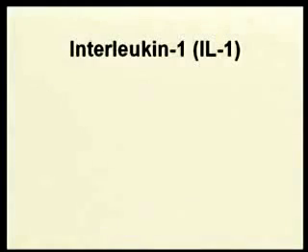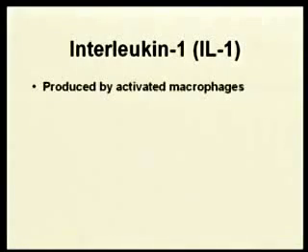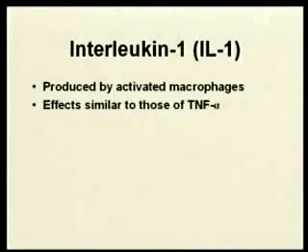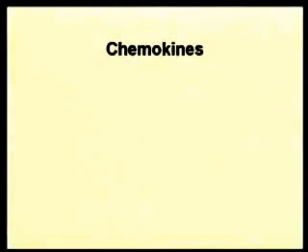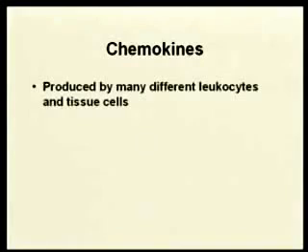There's also interleukin-1. Again, you see a similar trend here. Macrophage, again, produce interleukin-1. The effects are very similar to TNF-alpha. Now, chemokines, as I discussed before, these play an important role in the migration of cells to the site of infection or inflammation. So these basically, the chemokines will tell cells to travel to the site of infection. Chemokines can be produced by many different leukocytes, as well as different tissue cells.